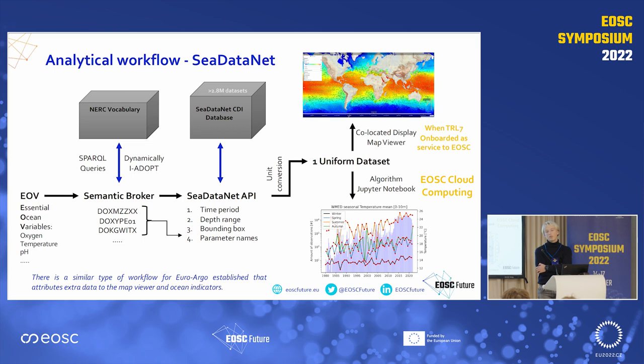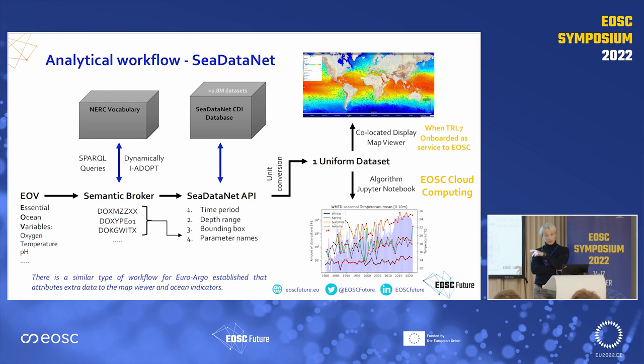mostly marine keywords, vocabs. And we send them a SPARQL query with the I-ADOPT properties. And what we then retrieve, for example, if we send them an oxygen EOV, is a list of parameter names, such as DOXY, MZZX, and many more, which we then can use in our filters for our CDataNet API, in relation also with a depth filter, a time period, and a bounding box. And then we use the CDataNet API, which we developed this year, to subset from our large CDataNet database, which contains more than 2.8 million data sets.